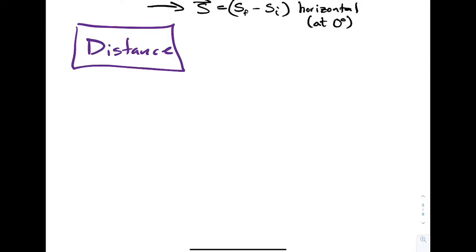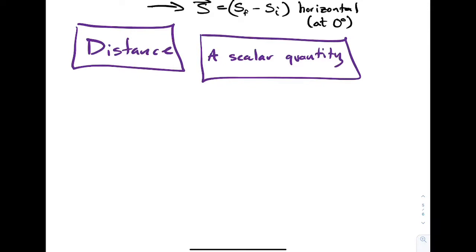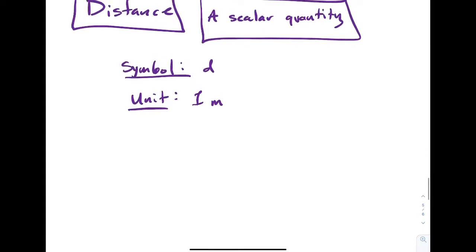That's how we should start it. A scalar quantity. That means distance doesn't care about direction. The symbol we'll use for distance is a lowercase d. The unit will, of course, be the meter. We're not going to give you a mathematical definition right off the bat for distance, but let's show you diagrammatically first. Maybe we can come up with a mathematical definition.